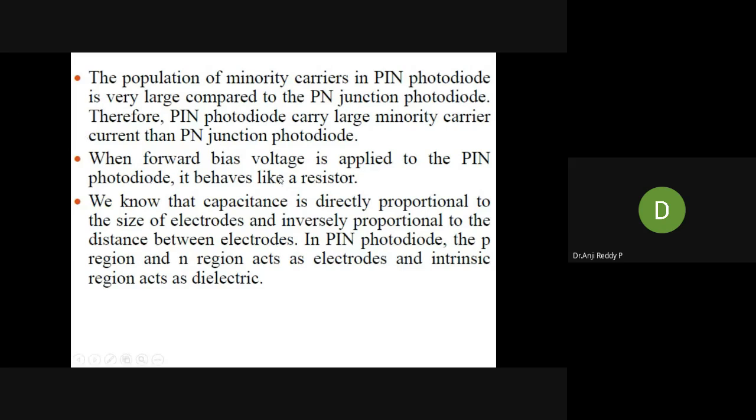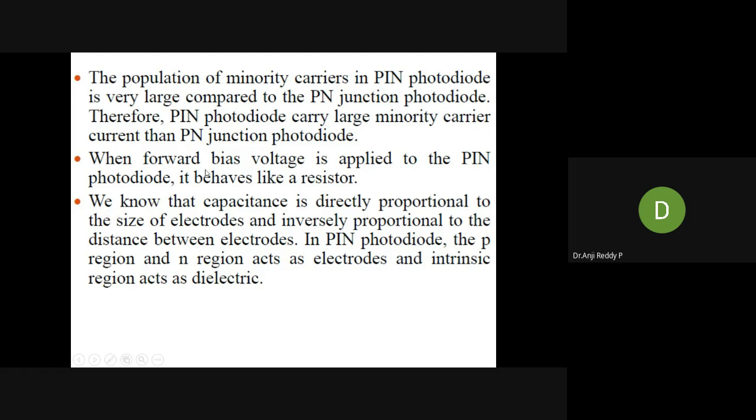When forward bias voltage is applied to the pin photodiode, suppose we connect the pin photodiode in forward bias, what did we say? It behaves like a resistor. How does it work? It works like a resistor. If we connect reverse bias, it works like a capacitor. The reason is, in reverse bias, the width of the depletion region increases. That means the depletion region will act as a medium between two electrodes. P-type and N-type are electrodes, and in between, the depletion region is the medium.